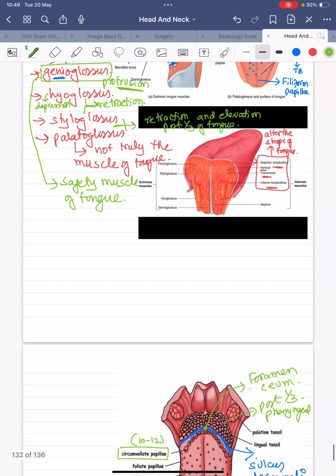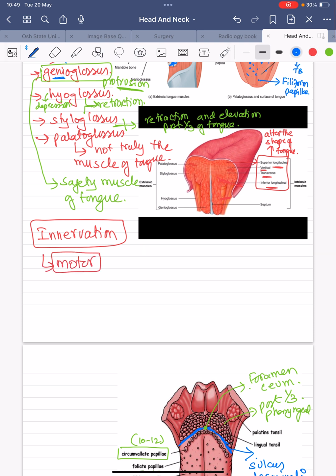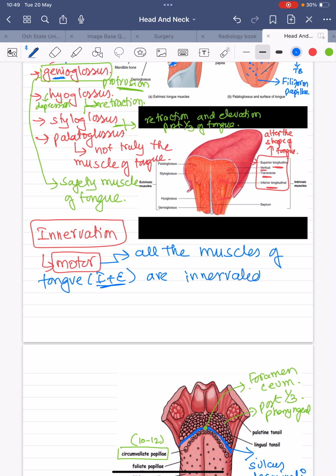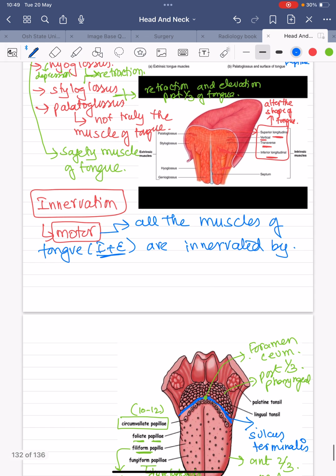Now coming to the innervation of the tongue. Innervation of the tongue is very, very important. Number one, motor innervation. Please remember, all the muscles of the tongue, whether they are intrinsic or extrinsic, are innervated by the hypoglossal nerve.